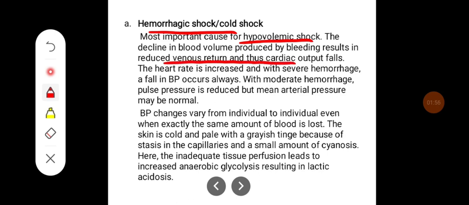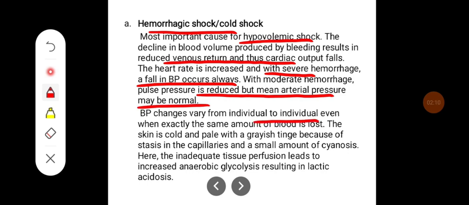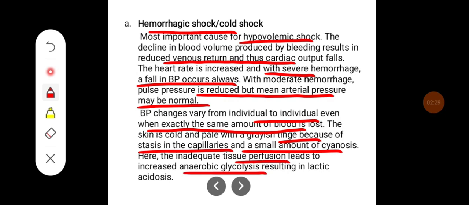The heart rate is increased, and with severe hemorrhage, a fall in BP always occurs. With moderate hemorrhage, the pulse pressure is reduced, but the mean arterial pressure may be normal. Blood pressure changes may vary from individual to individual, even when exactly the same amount of blood is lost. The skin is cold and pale with a grayish tinge because of stasis in capillaries and a small amount of cyanosis. Here, the inadequate tissue perfusion leads to increased anaerobic glycolysis, resulting in lactic acidosis.